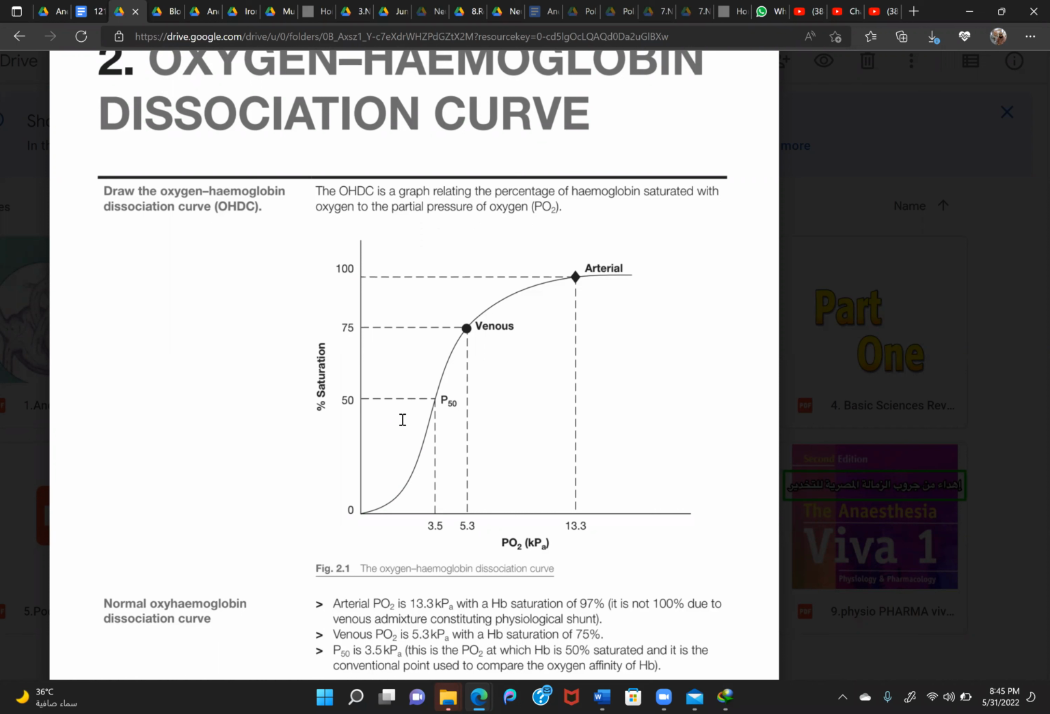Maybe it is, I'm not able to convert it. I think it is 27, the normal P50 value. P50 is the partial pressure of oxygen at which 50% of the hemoglobin is saturated with oxygen.